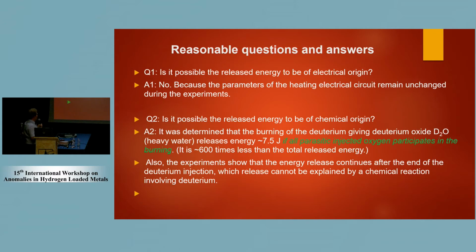So now, is it possible for the released energy to be of electrical origin? No. Because as we saw, the parameters of the heat and electrical circuit remain unchanged during the experiments. Is it possible for the released energy to be of chemical origin? Well, it was determined that the burning of deuterium gas, giving deuterium oxide, releases energy of about 7.5 joules if all parasitic injected oxygen participates in the burning, which means it is 600 times less than the total released energy.